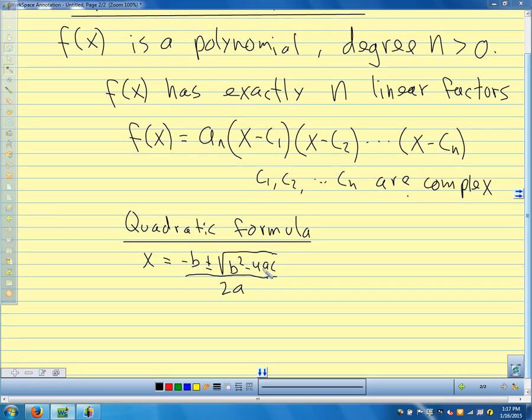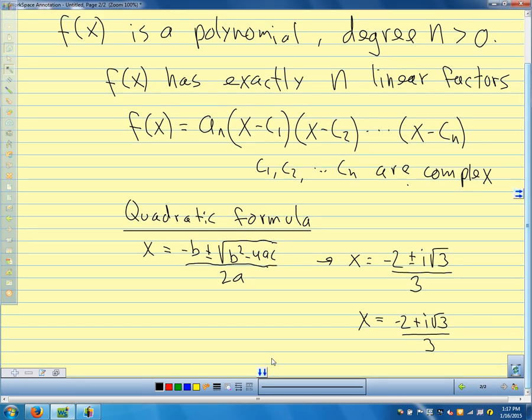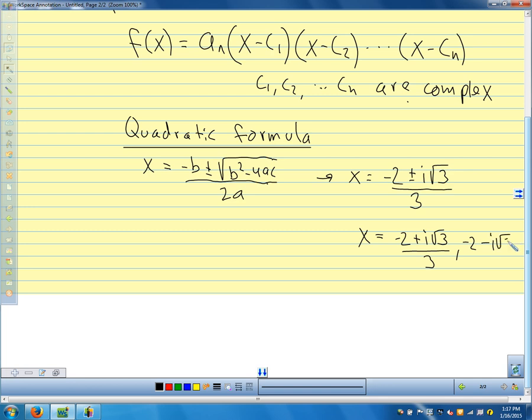Now, if we use the quadratic formula and we end up with complex solutions, so the number under our square root is negative, we get something like, I'm just making this up, x equals negative 2 plus or minus i square root 3, over 3. How are negative 2 plus i square root of 3 over 3 and negative 2 minus i square root of 3 over 3 related? Thinking about what we did yesterday, the day before. I'm going to separate them out. How are those two related? Conjugate, perfect. These are conjugates.